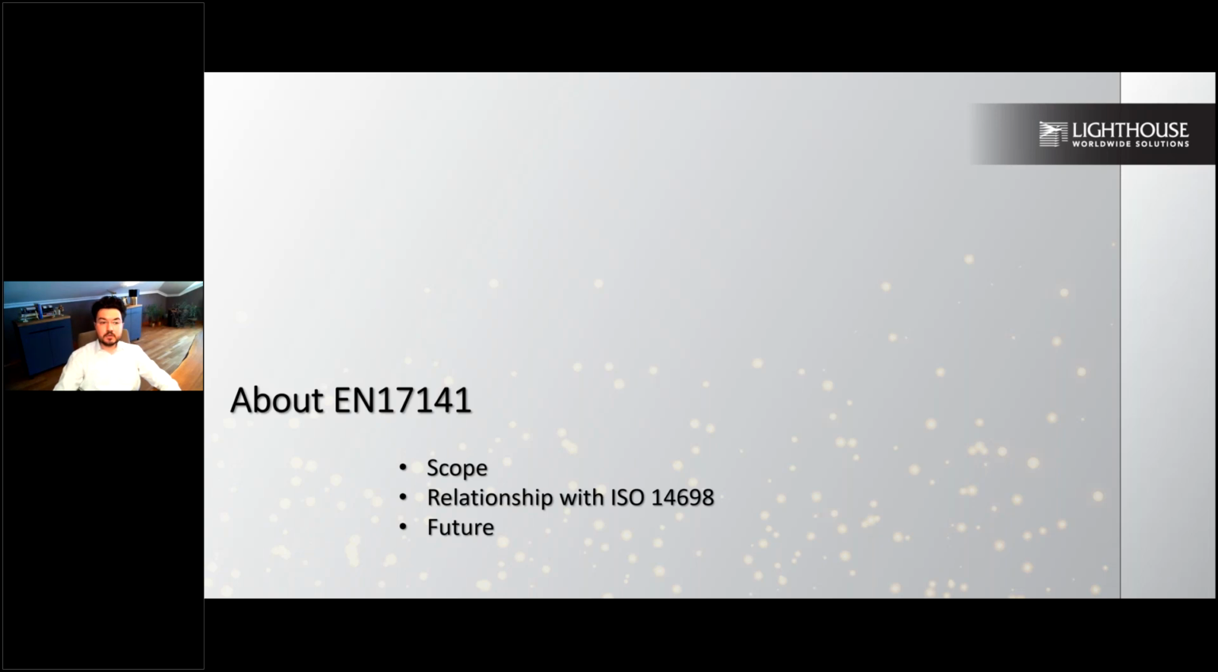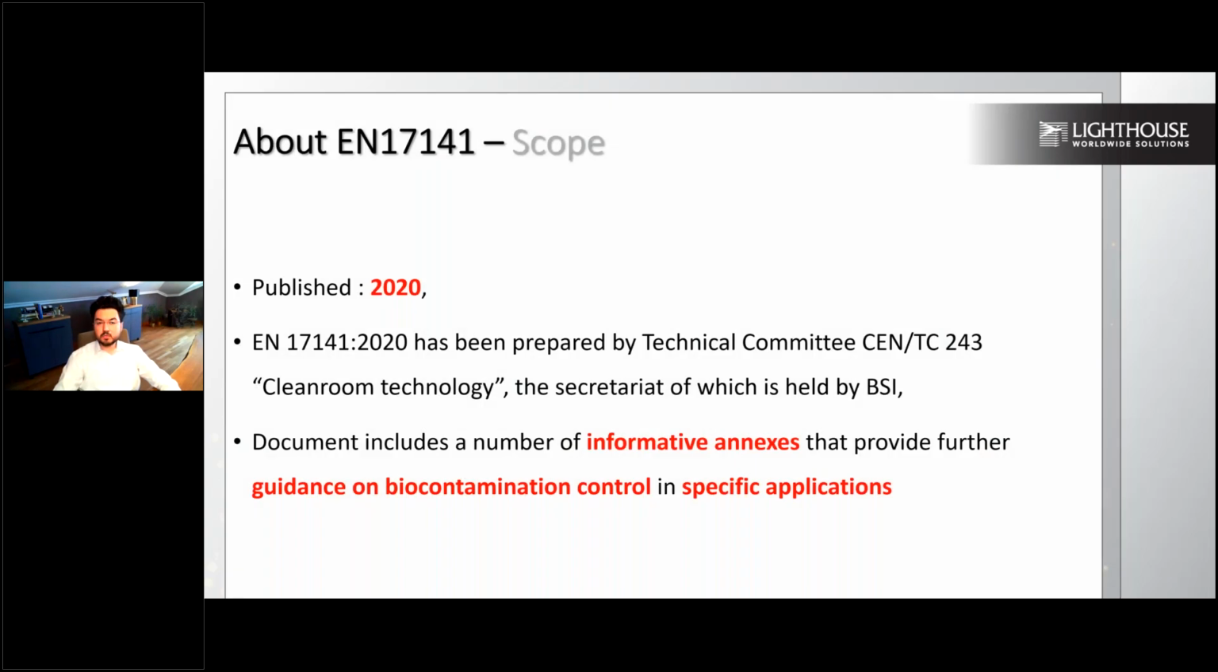First of all, this norm was published in 2020, quite new, and prepared by the technical committee CEN TC243, which is Cleanroom Technology, with the secretariat under the British Standards Institution. The document indicates a number of informative annexes. As you all know, if the norm or the standard gives us information in an informative annex, this means that's not the norm itself. It's just giving detailed information. If it's a normative annex, which means if you are following this standard or norm itself, then you have to obey these rules.